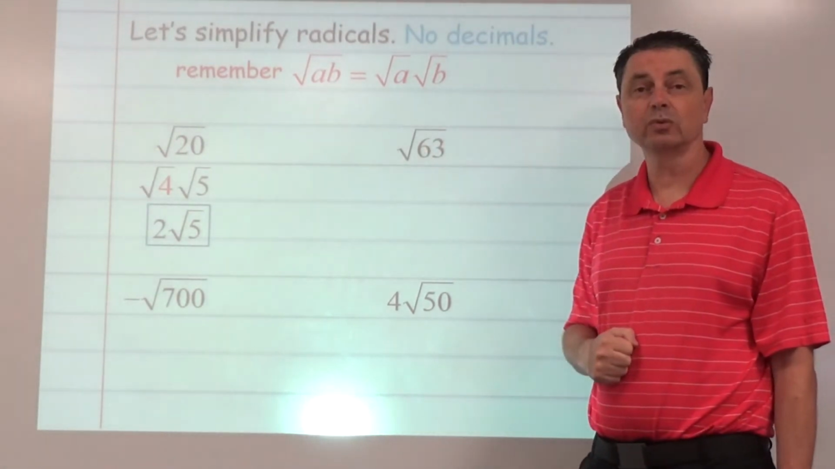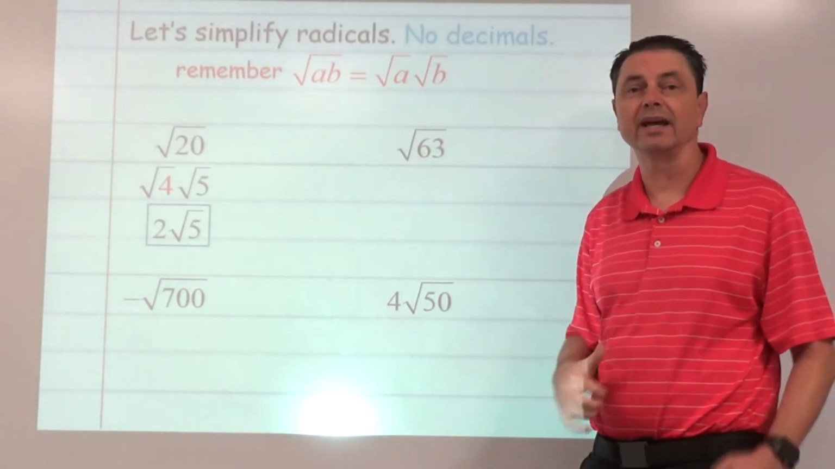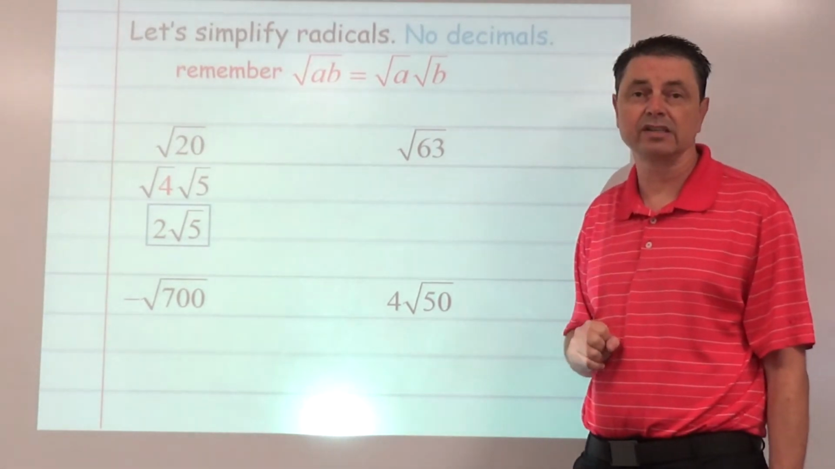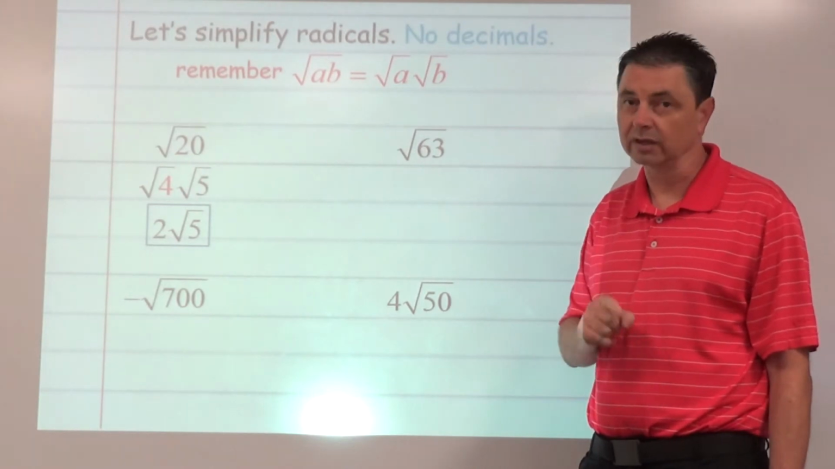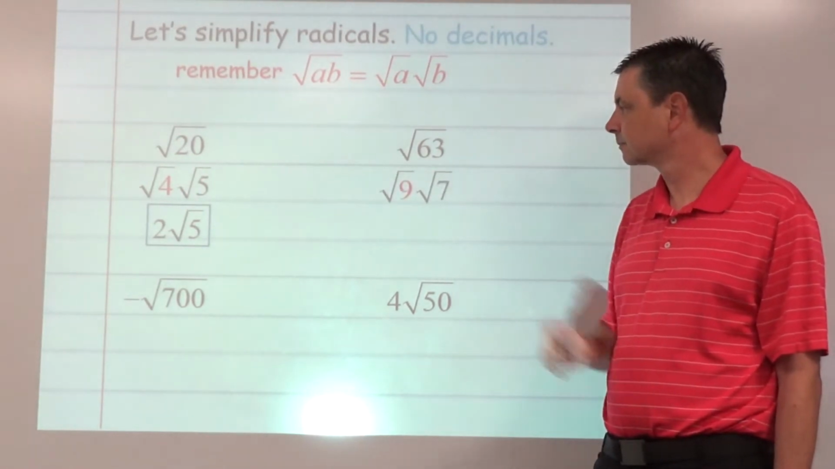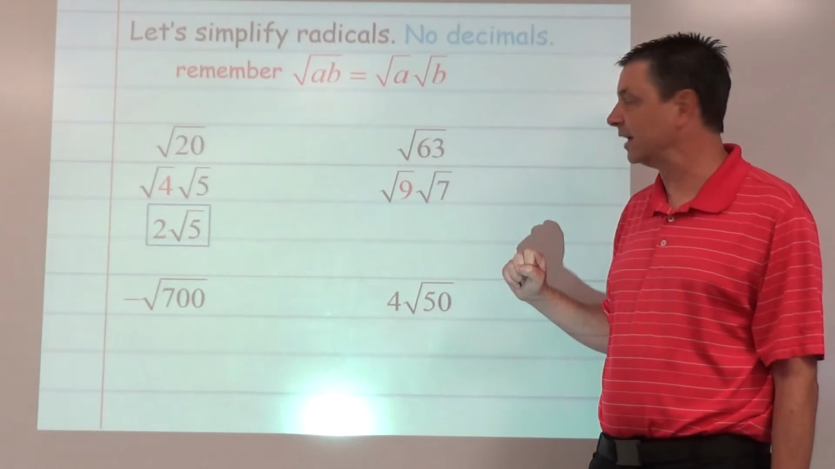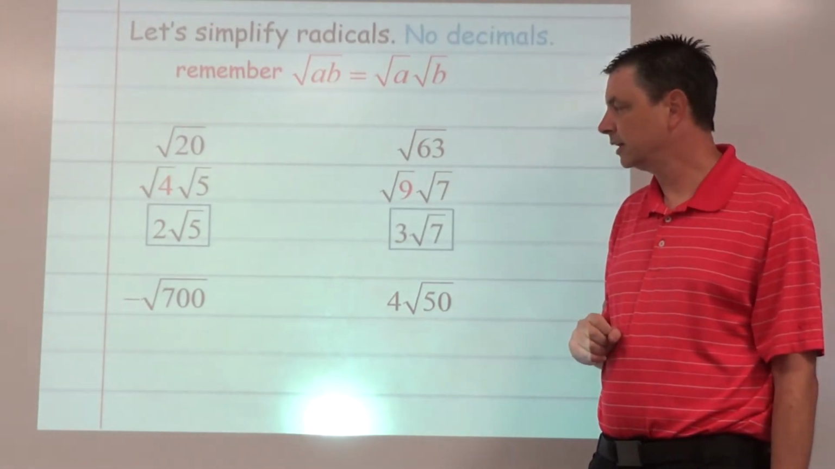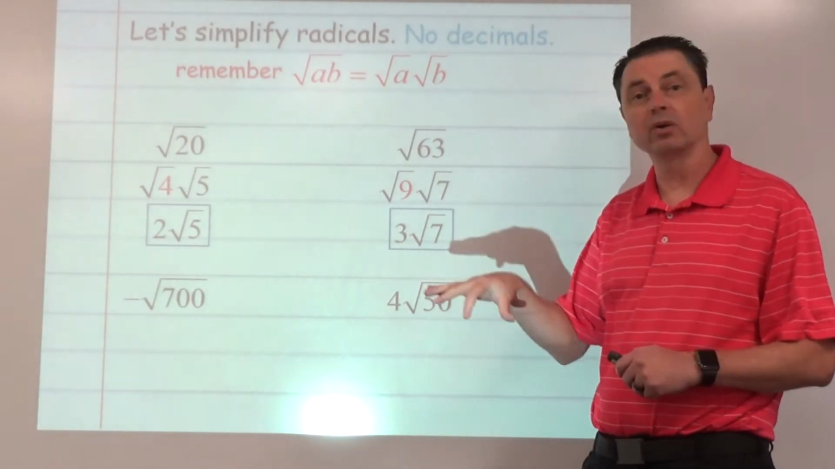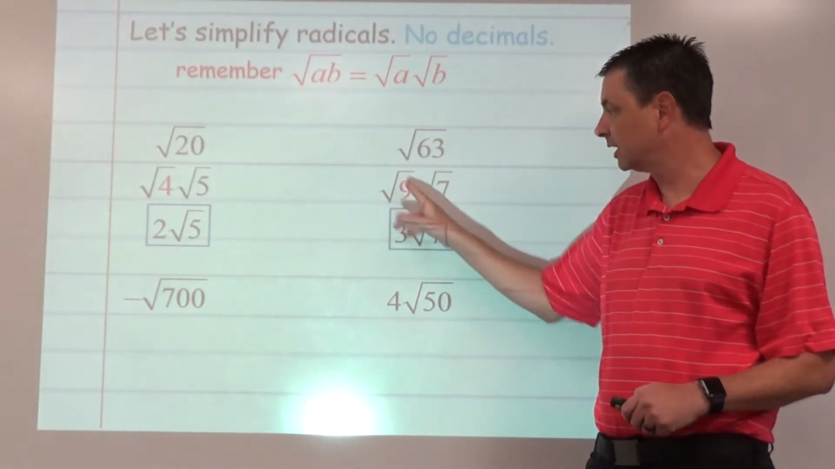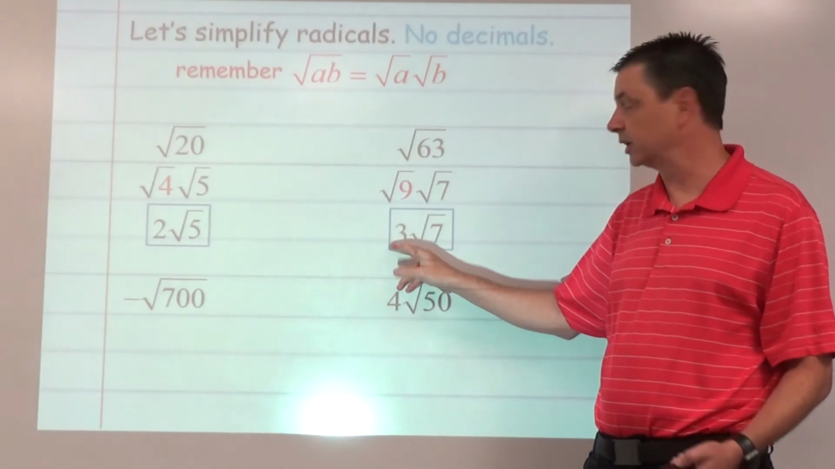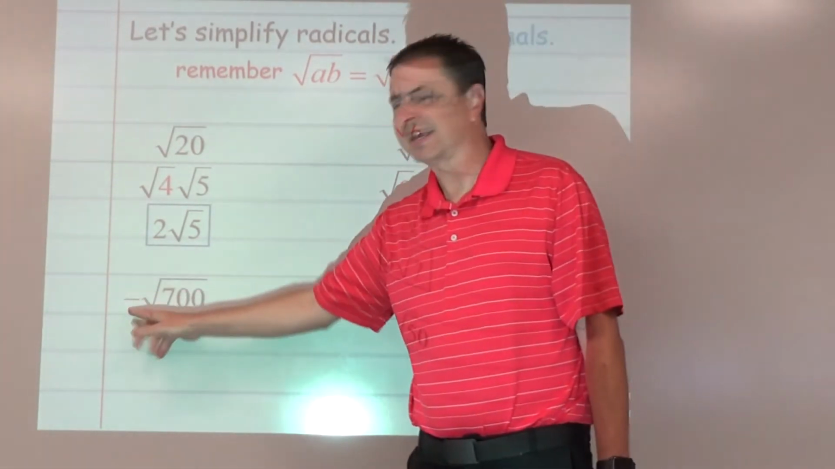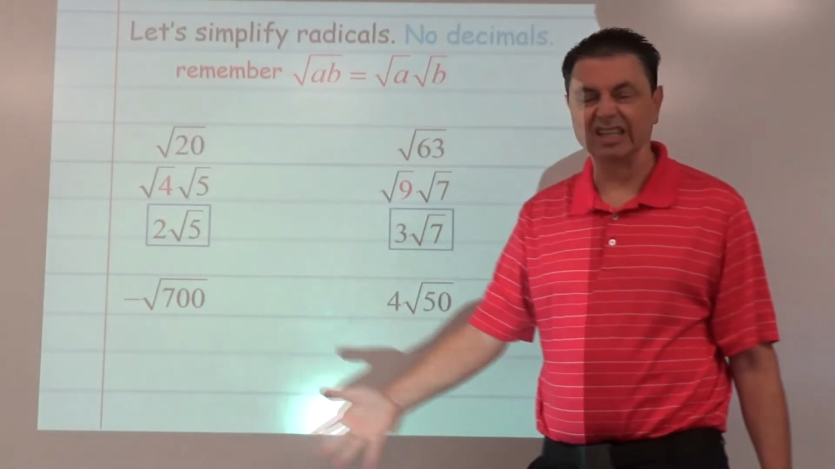Now for the square root of 63, we want to break that up. We're looking for a perfect square that evenly divides into 63. We're looking for 9. Square root of 9 times square root of 7. And the square root of 9 is 3. Make sure we write 3. We don't write root 3. It's just 3. Square root of 9 is 3. When you say 3, you just write 3. 3 root 7. This one has a negative on the outside, but that's no big deal. We'll just leave it there.